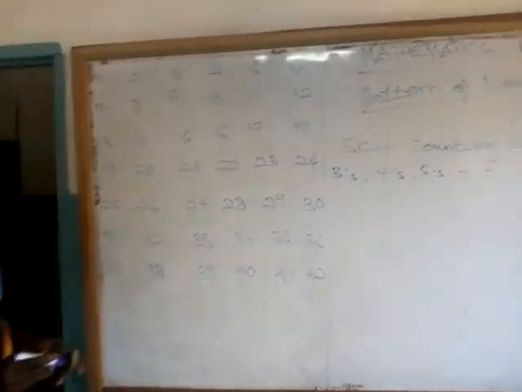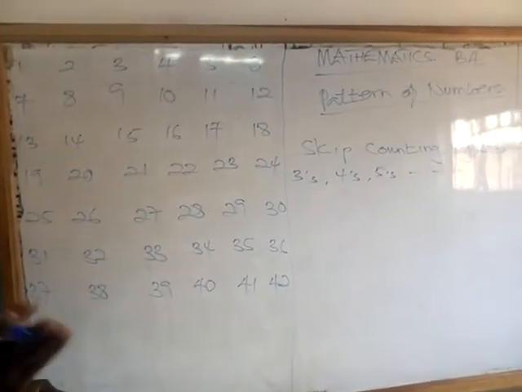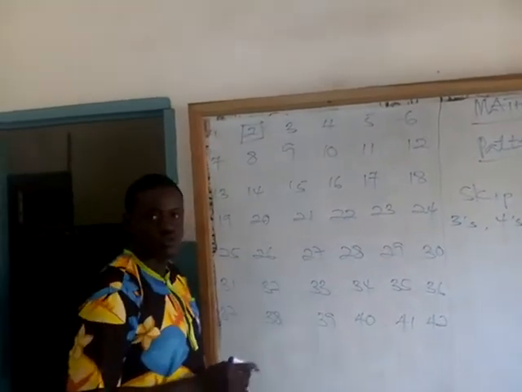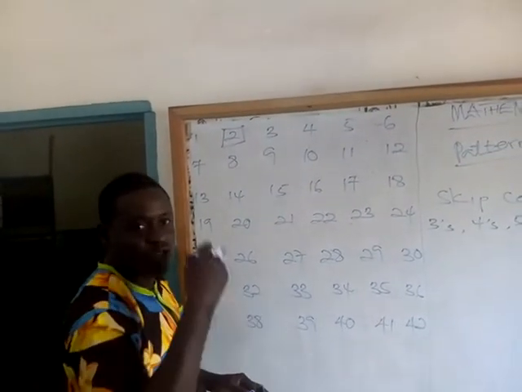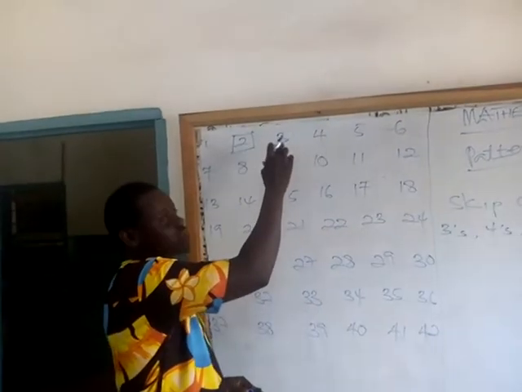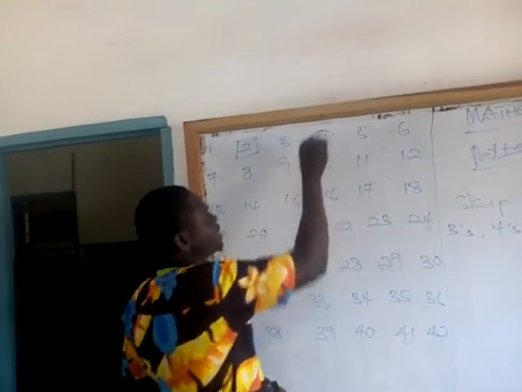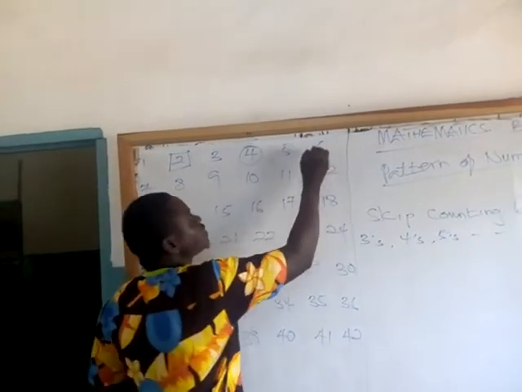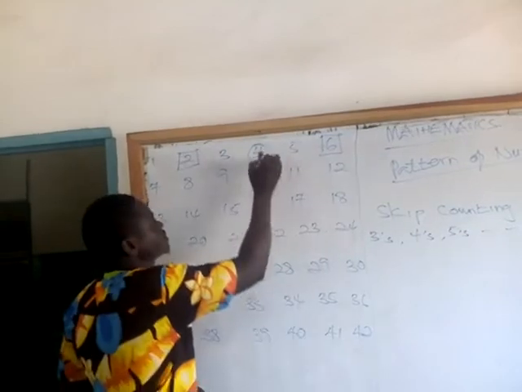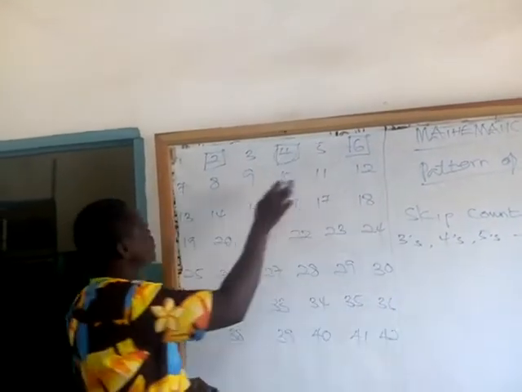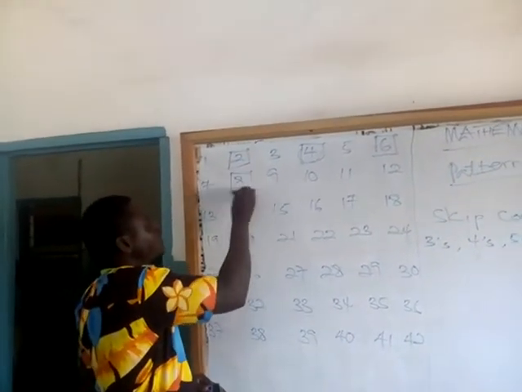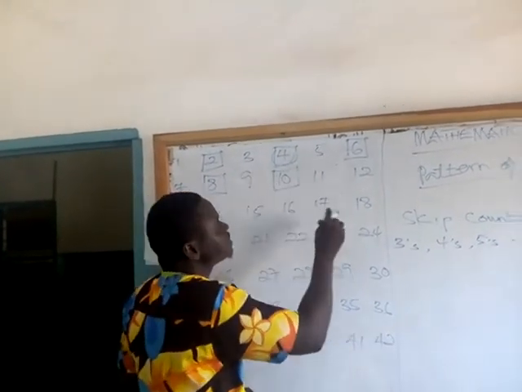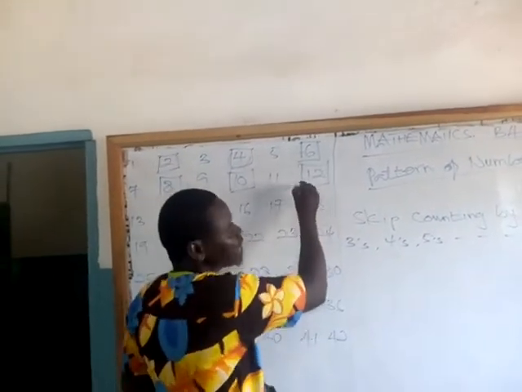Assuming you are asked to skip count by 2s, from our chart here, what it means is that you are going to begin with the number 2 and you jump a step and land on the second digit, that is 4. From 4, you skip 5 and land on 6. From 6, you skip 7 and land on 8. You skip 9 and land on 10, skip 11 and land on 12.